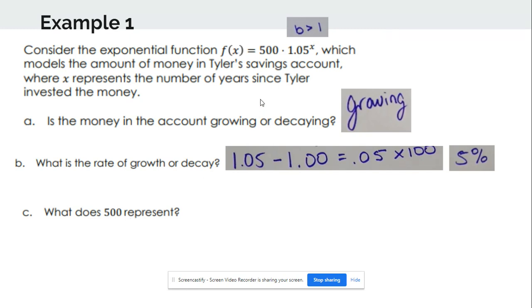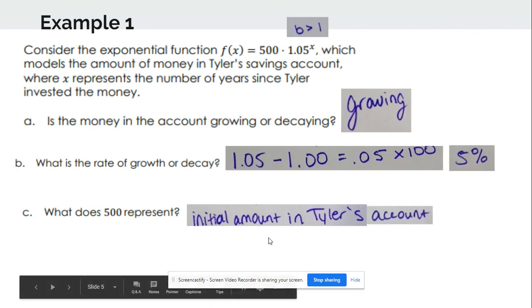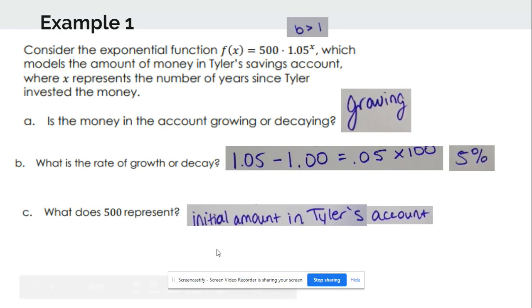The 500, remember, is our value for a. This is also the initial or starting point. In this case, 500 is the initial amount that Tyler invests in his savings account. So there's a little rhyme for you. Initial amount in Tyler's account. This is also the y-intercept.